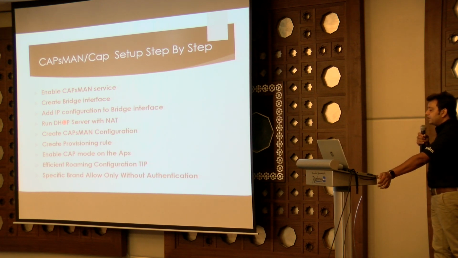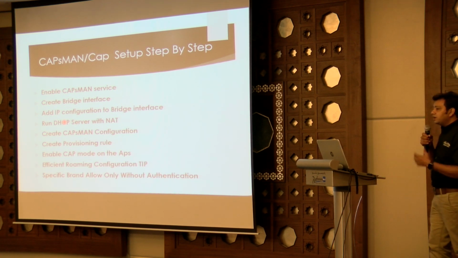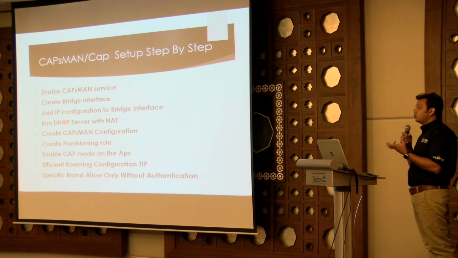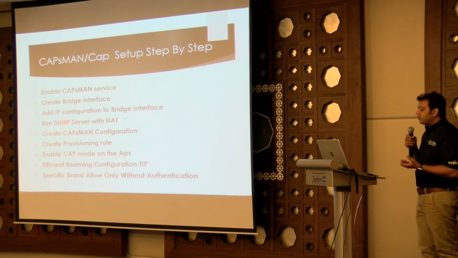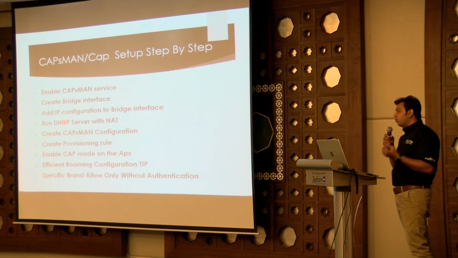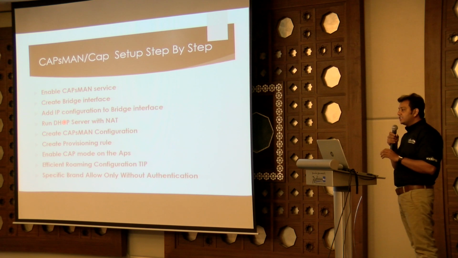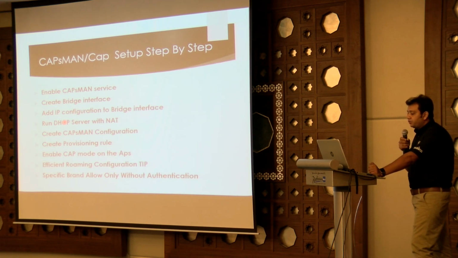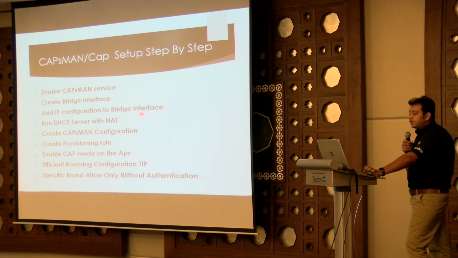Now we have to see, if we are going to deploy this kind of setup for a wireless hotspot and wireless roaming based system, we have to configure two things, which I have told you. One is Caps Manager and second is Caps. So first we have to enable the Caps Manager services. We have to make a bridge interface. We have to apply the IP configuration. We have to run a DHCP server and NAT if required. And we will create a provisioning rule and enable cap mode on the APs.